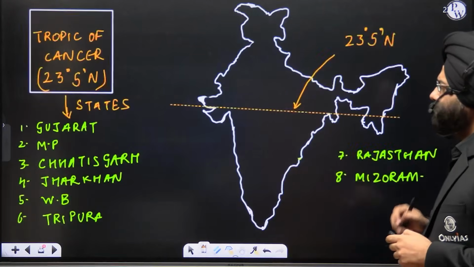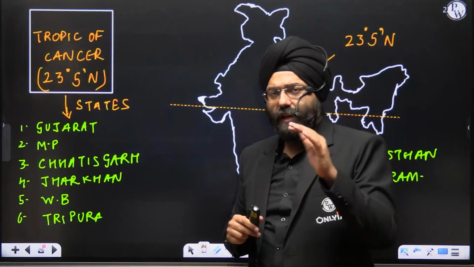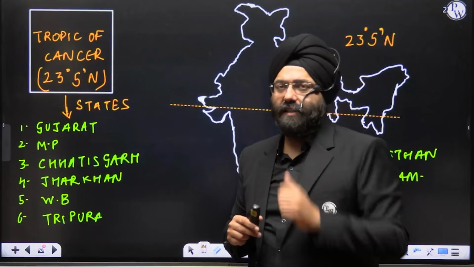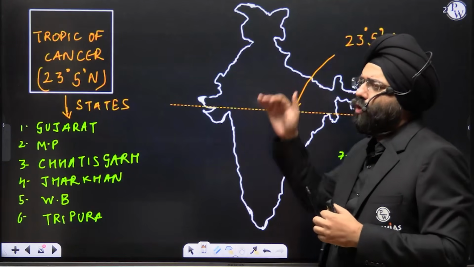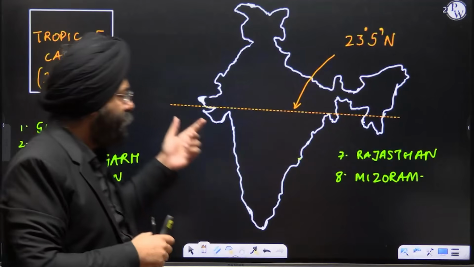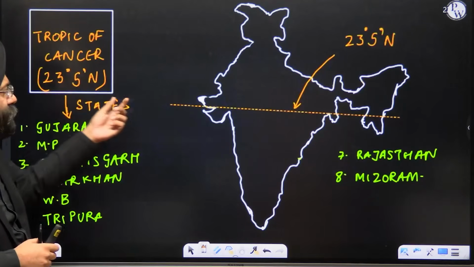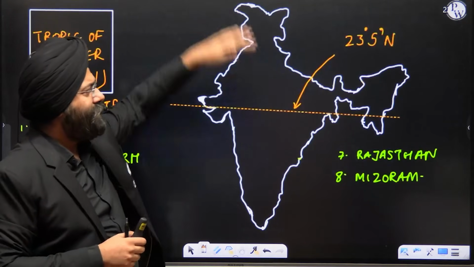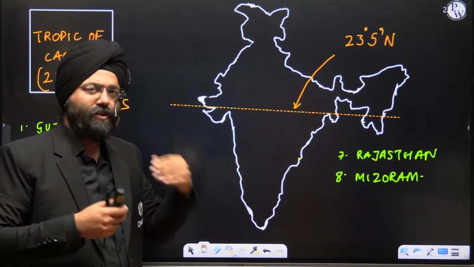Next, when we are studying, again an important thing that is present in your NCERTs right from class 6th even till class 11th, they mention the Tropic of Cancer dividing the country into almost half. The Tropic of Cancer basically refers to the 23 degree 5 minutes north. So the upper part basically lies in the temperate, the lower part in the tropical. This is what generally we study.